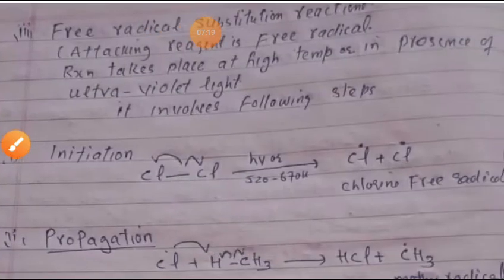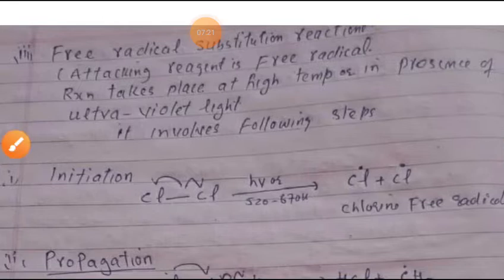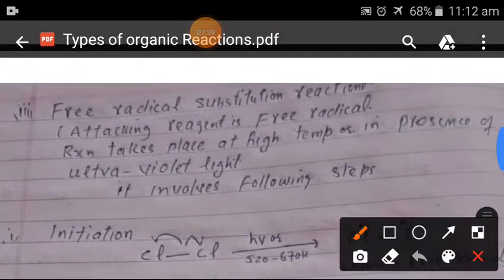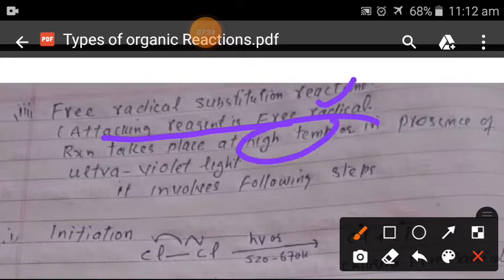Similarly, there is another type of substitution reaction, called a free radical substitution reaction. Here the attacking reagent is a free radical. This takes place at high temperature or in the presence of light, in the presence of ultraviolet light. This free radical substitution reaction involves the following steps.